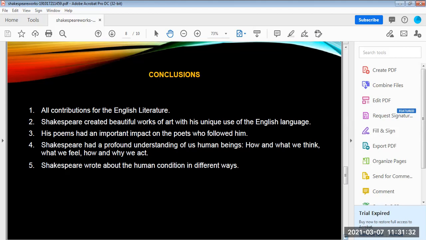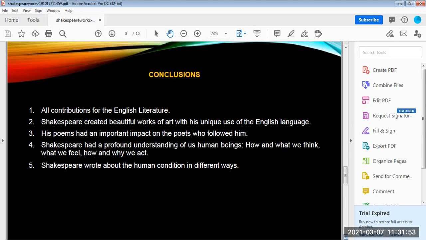So this understanding of human nature made him universal. He was not depicting or speaking about Englishmen alone. No, he was speaking about humans in general, and this humanity made him a universal writer.